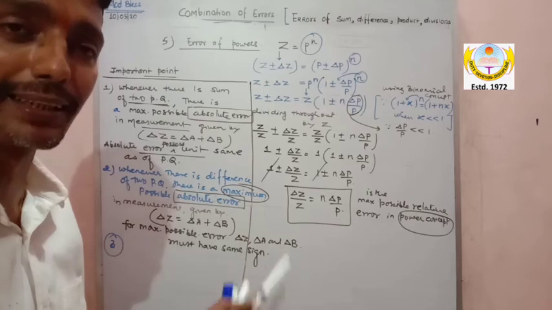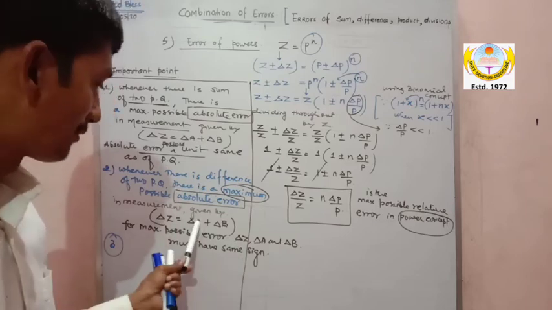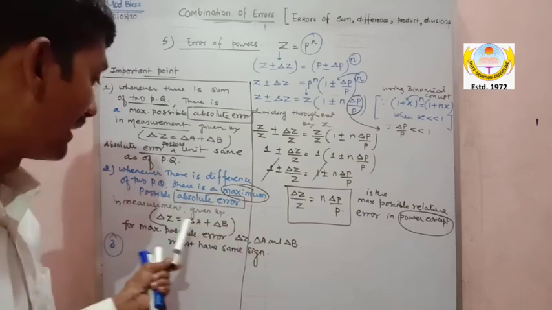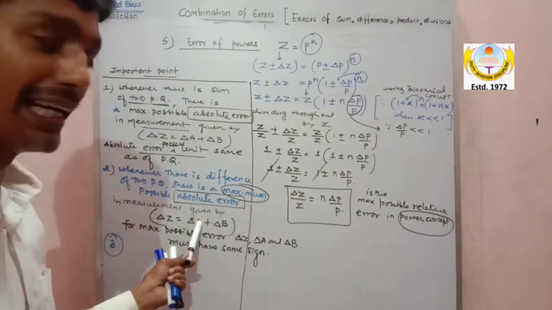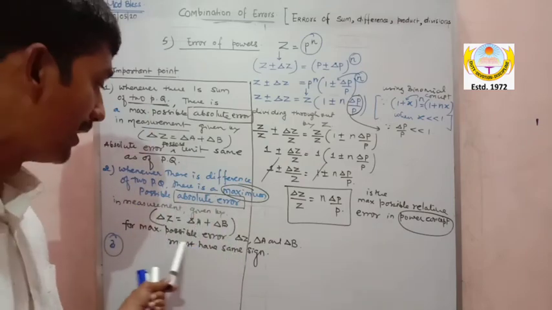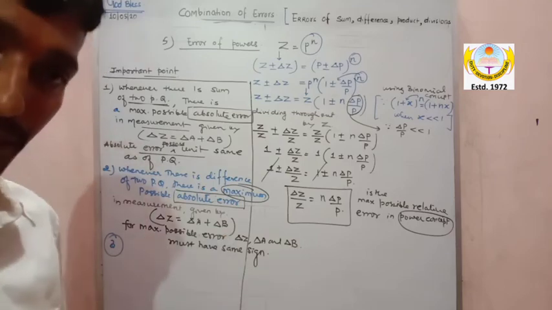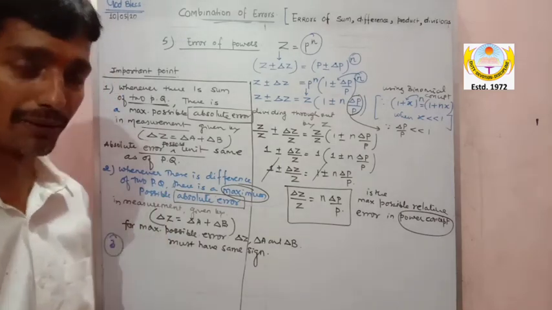Now minus 5 minus 3, the answer is minus 8. And that minus occurred with delta Z. That means delta Z is also in minus, delta A is also in minus, delta B is also in minus, and the error will be maximum. Ultimately the answer is A plus B. Please, Khushi, take care of this topic. You asked me about this.